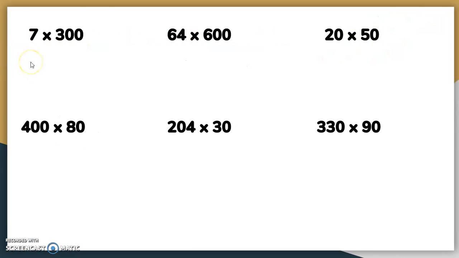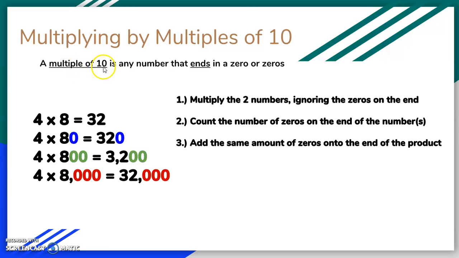And a multiple of 10 is any number that ends in either a 0 or zeros. So anything that ends in a 0, like 80, 90, anything that ends in more than one 0, like 200, 300, 400, could be even 6,000 or 7,000. Those are all multiples of 10 because they end in zeros.